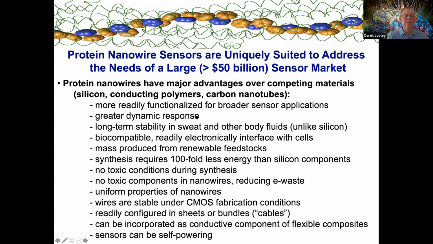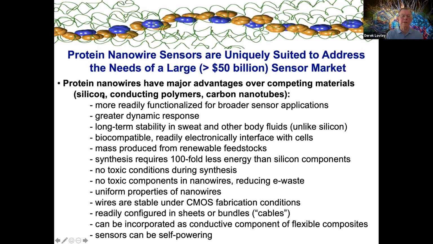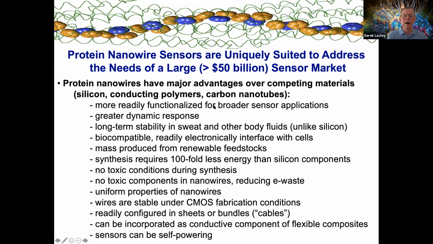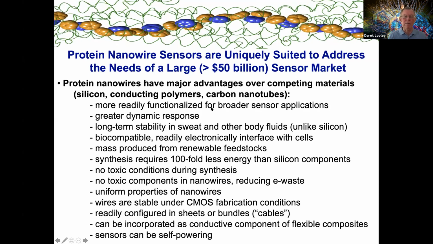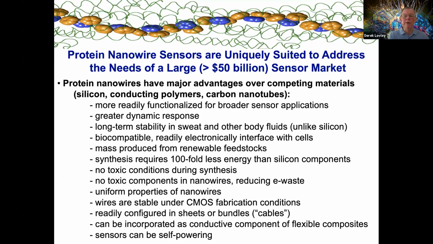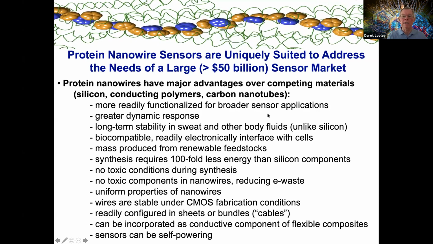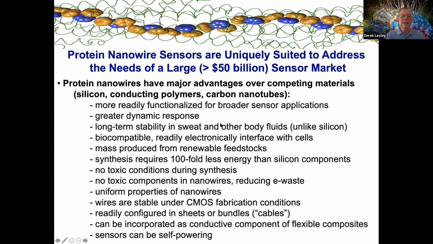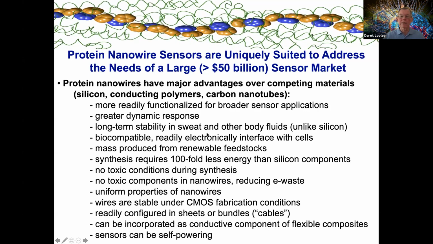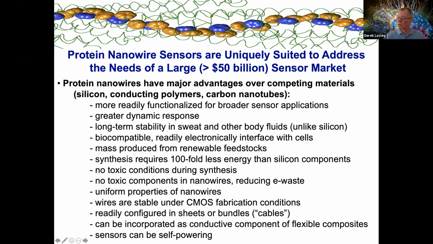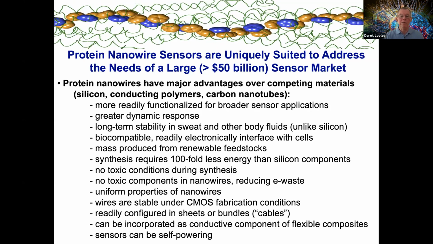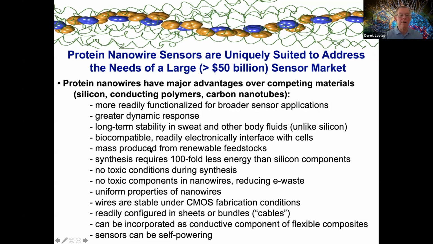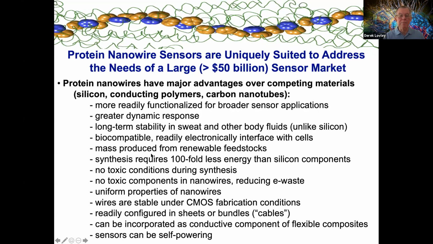There are some advantages over competing materials like silicon, conducting polymers, or carbon nanotubes. One is they have function already, I'll show you, but they can be more readily functionalized for broader sensor applications than silicon. They have a dynamic response. They're better than silicon for biomedical devices because they don't dissolve in water or bodily fluids like silicone does. They're biocompatible. I'll show you how they're mass produced.